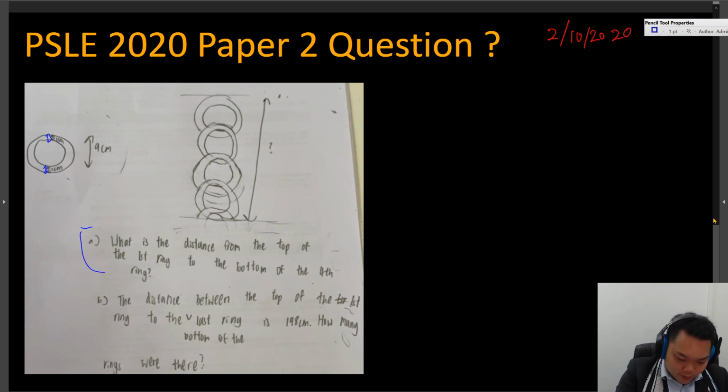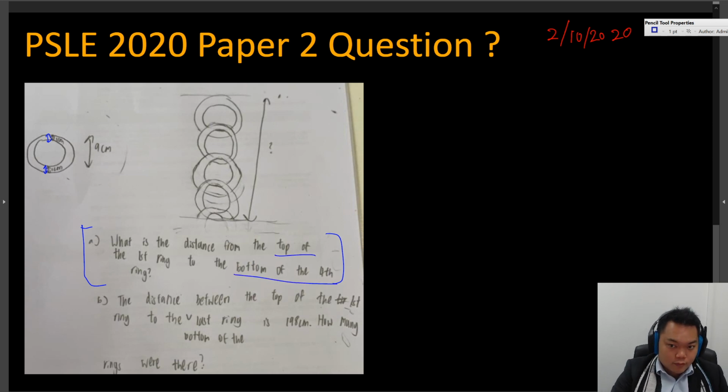Part A asks, what is the distance from the top of the first ring to the bottom of the fourth ring? This question is more like a patterns kind of question. To deal with this, you want to see that for the first ring that you put on here, I think the question would also have mentioned that the rings are all tightly linked together at these corners and they are touching each other. So this first ring itself would have a length of 9 cm.